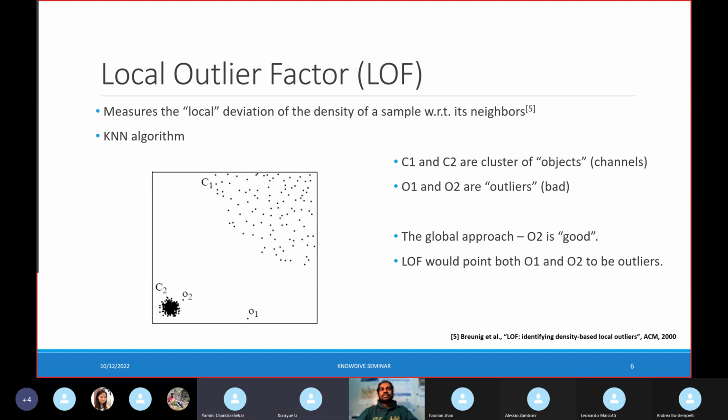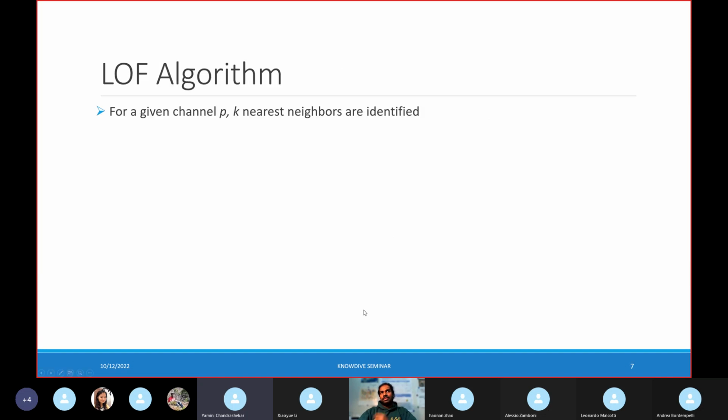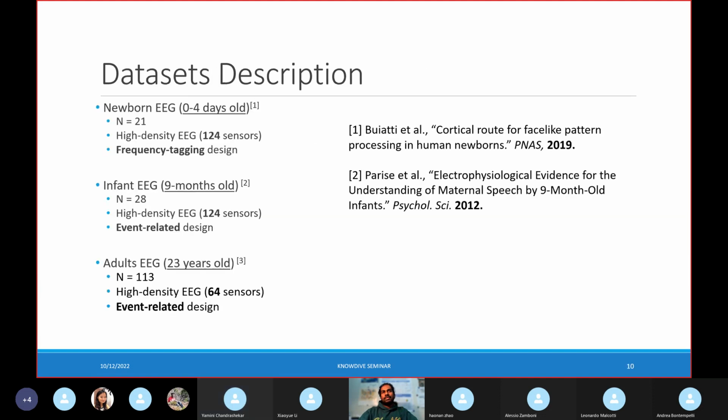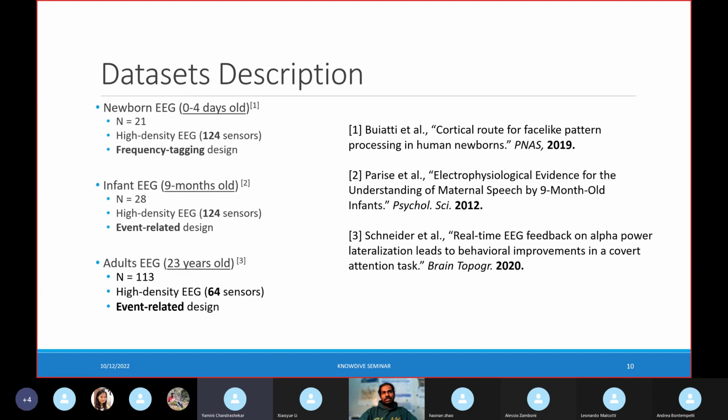Yeah. Thanks a lot for the presentation. So my question is about the data sets that you selected. Why exactly did you aim at the newborns and the infants? You could have selected more adults. What is the main purpose of choosing infants as the data set?